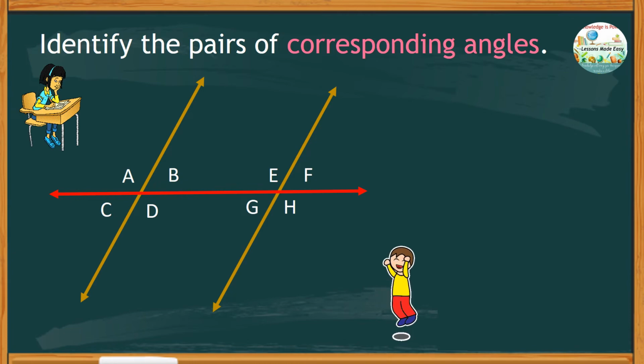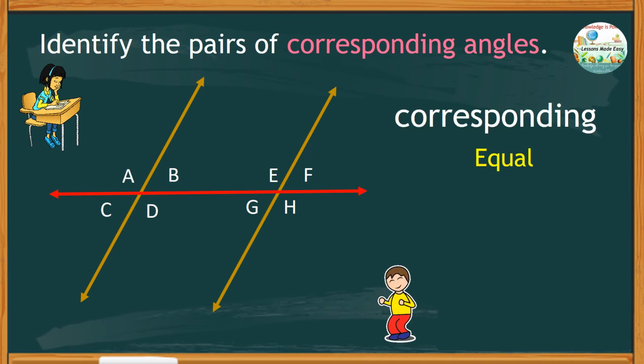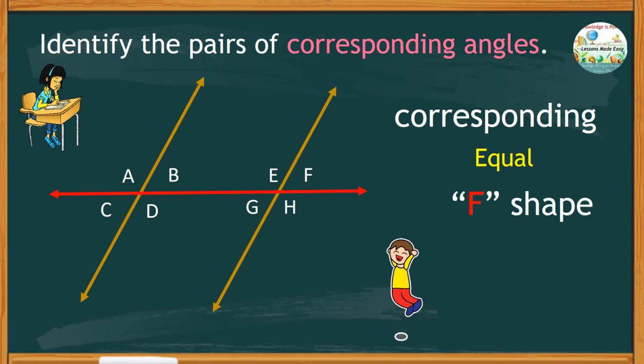So let's start by reviewing the facts about corresponding angles. As we've been saying, corresponding angles are always equal, and corresponding angles make an F shape. I think the description can help us identify the angles quickly. So can you see an F shape in this illustration?